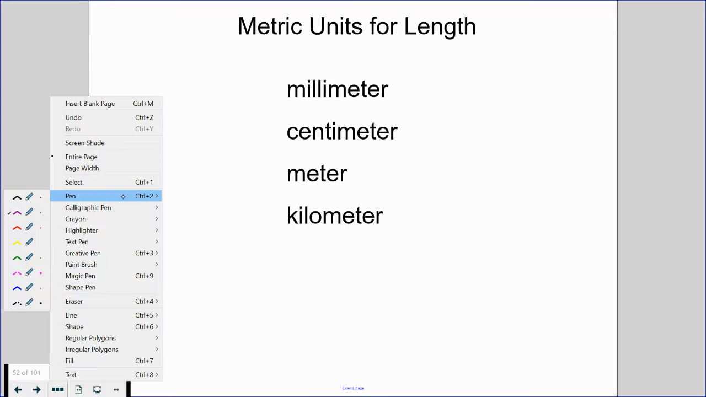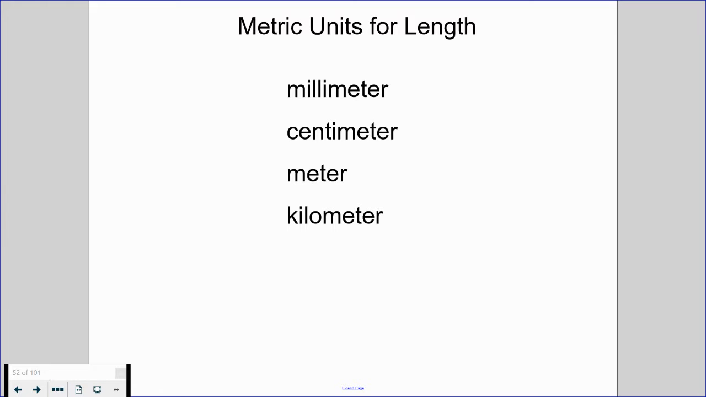Hi everyone. Today we are going to continue our work with lesson 13-4, the metric units for length. So just to review some of the things that we worked on yesterday, we're focusing on 4 units of measurement: the millimeter, the centimeter, the meter, and the kilometer.